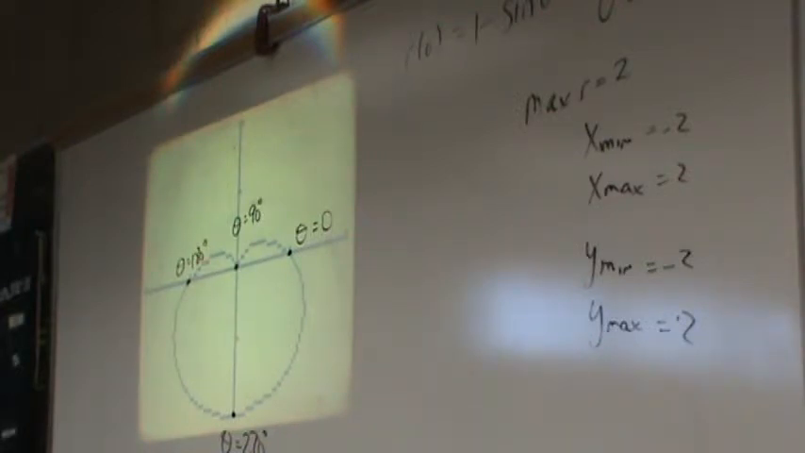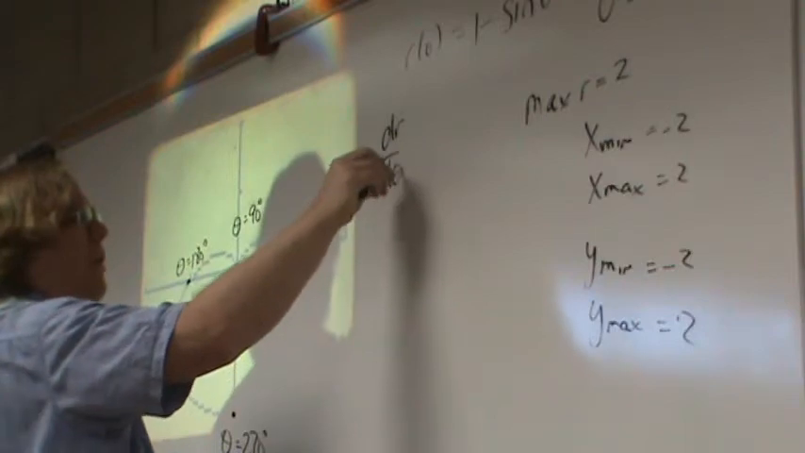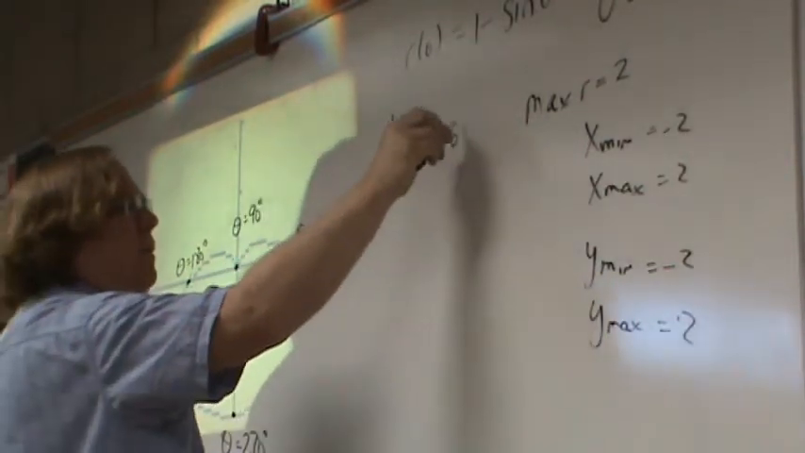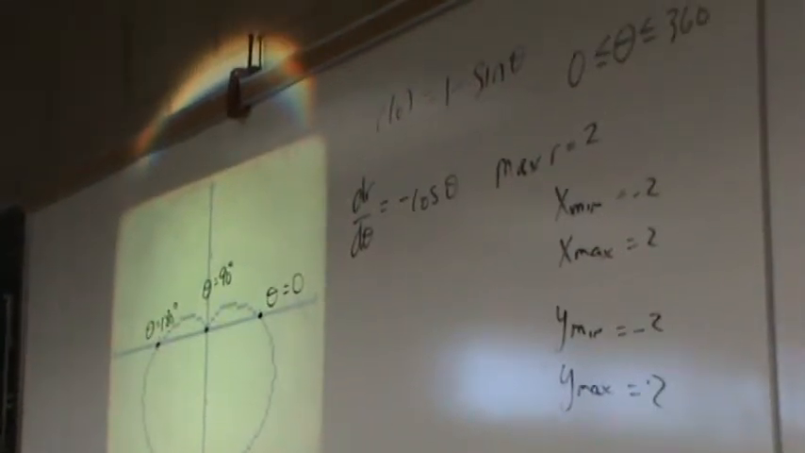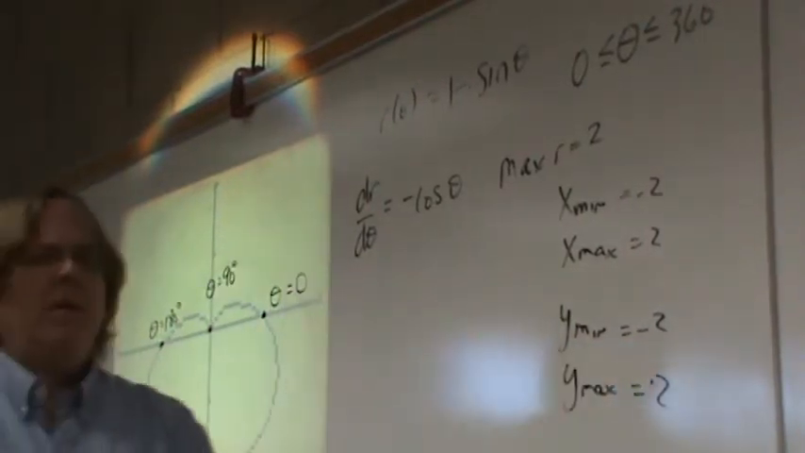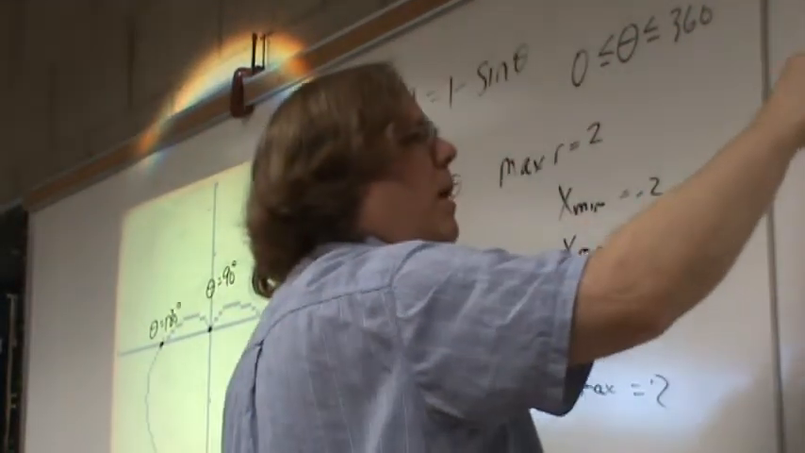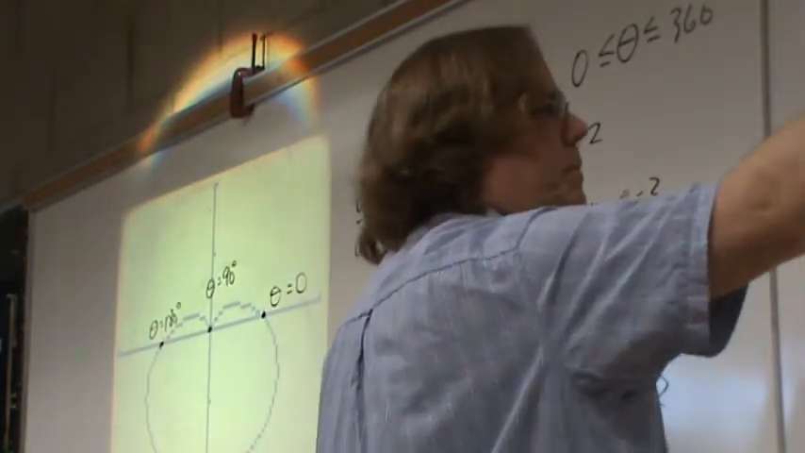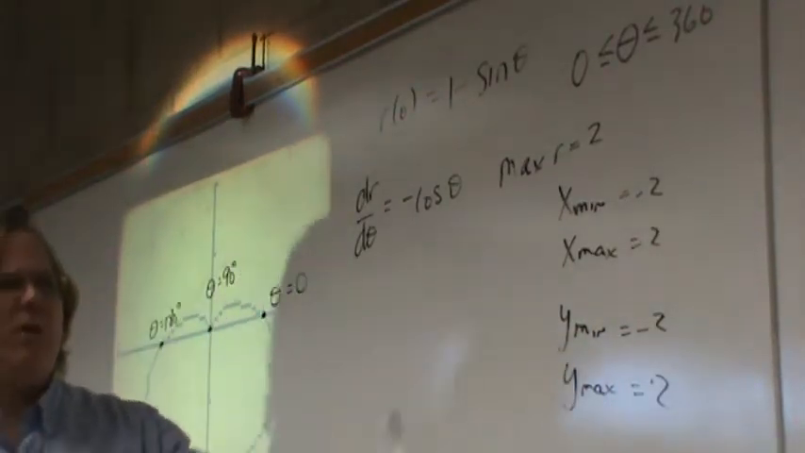Okay, now it's time for us to do the easy part. Here we go. Okay, dr d theta. dr d theta is equal to the negative cosine of theta. So dr d theta, number one, the meaning. Someone tell me, what's the meaning of dr d theta? What does dr d theta mean?